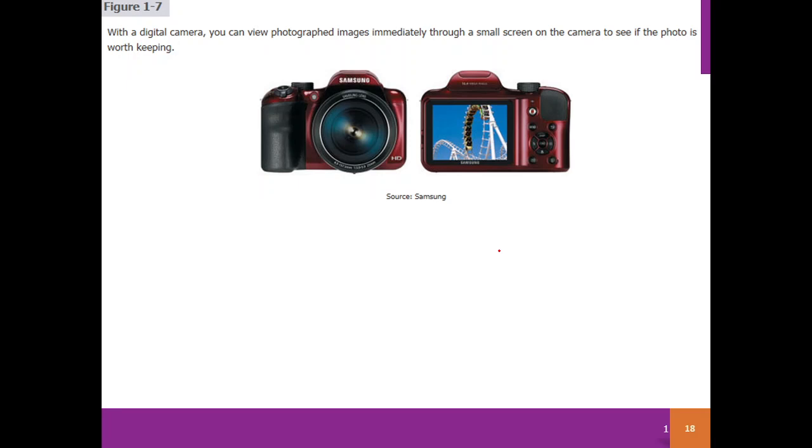It has very powerful processors installed in this camera. Okay. It's not just a camera, it is a full-fledged digital image processing platform. You can play around with those images and do different things.